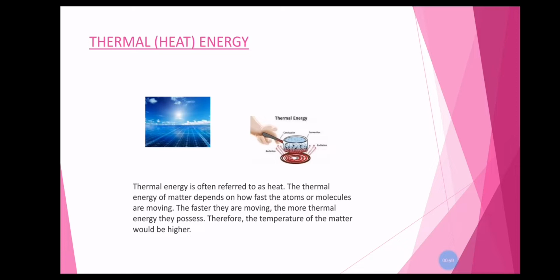Thermal energy is often referred to as heat. The thermal energy of matter depends on how fast the atoms or molecules are moving. The faster they are moving, the more thermal energy they possess. Therefore, the temperature of the matter would be higher. So, this type of energy depends on the speed of the atoms or molecules. If they move faster, they will have more temperature or energy.